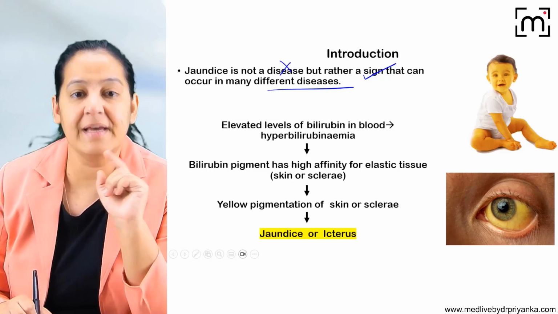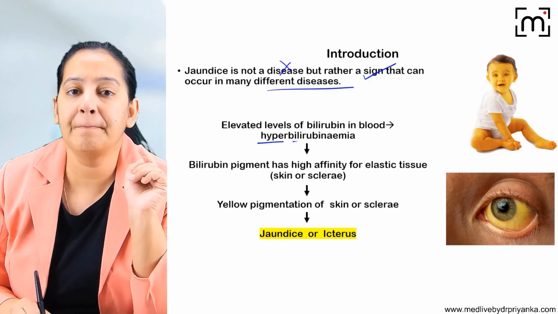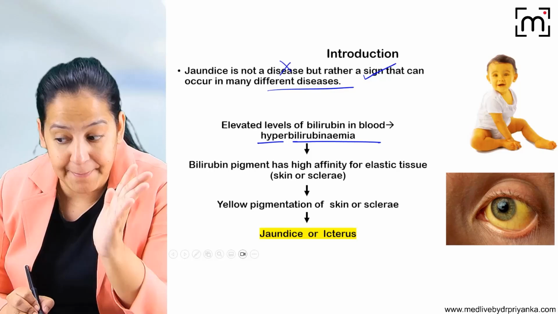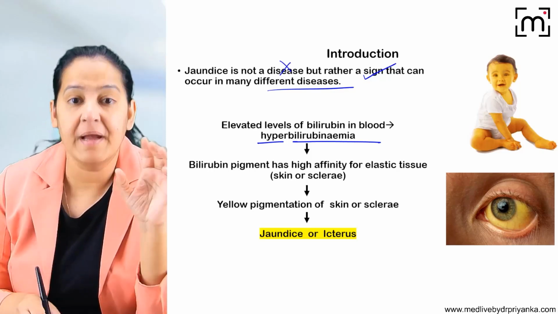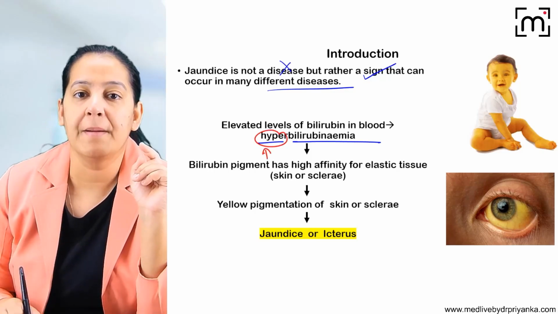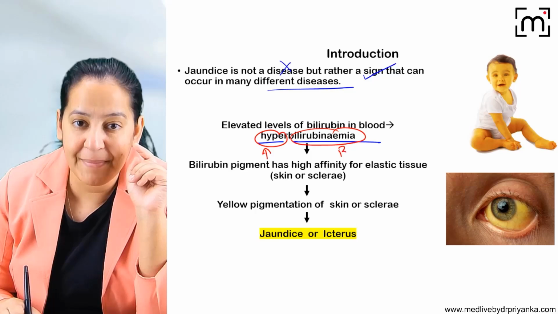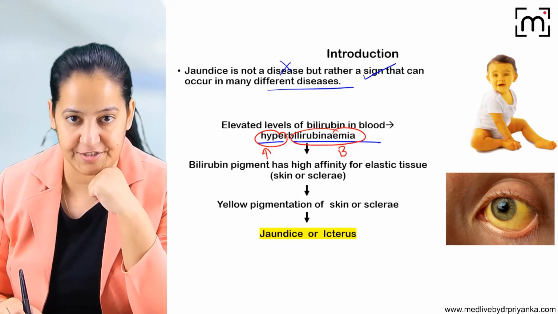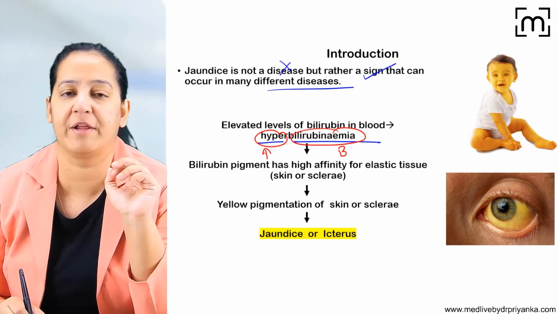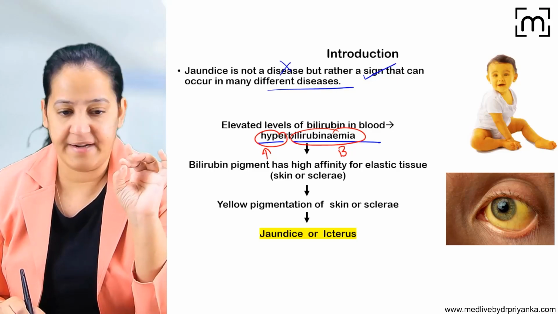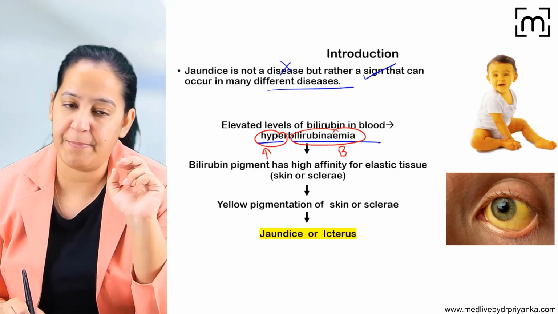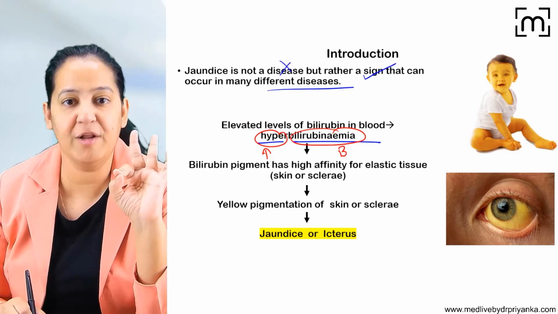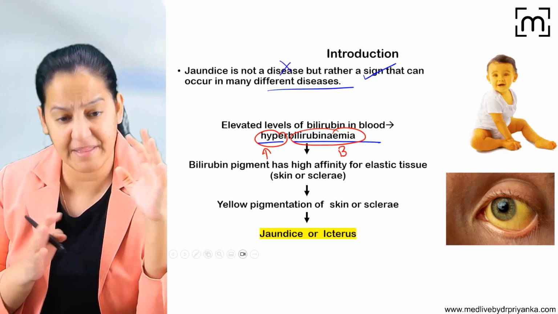So what is jaundice? In jaundice, there is hyperbilirubinemia. What do you mean by hyperbilirubinemia? Split the term. Hyper means more. Bilirubinemia means bilirubin in the blood. So basically there is increased concentration of bilirubin in the blood. I will tell you there are two types of bilirubin, conjugated and unconjugated, based on which there are two types of hyperbilirubinemia, conjugated hyperbilirubinemia and unconjugated hyperbilirubinemia, that we'll see later on.